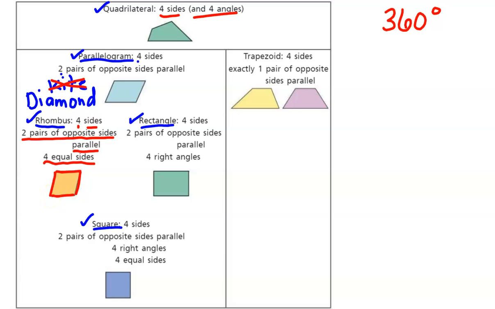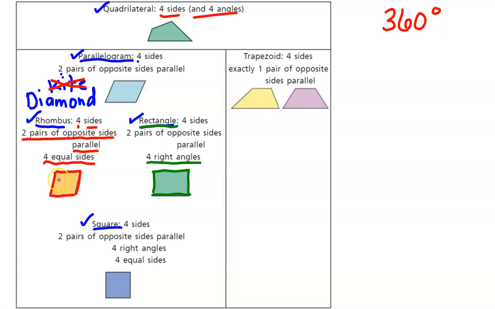Now, we have another kind of parallelogram that also happens to be a quadrilateral, and this time it's a rectangle. So a rectangle has those four sides. It's got two pairs of opposite sides that are parallel. So this is parallel to this. This is parallel to this. But the thing that makes it more than just a parallelogram is that it also has four right angles.